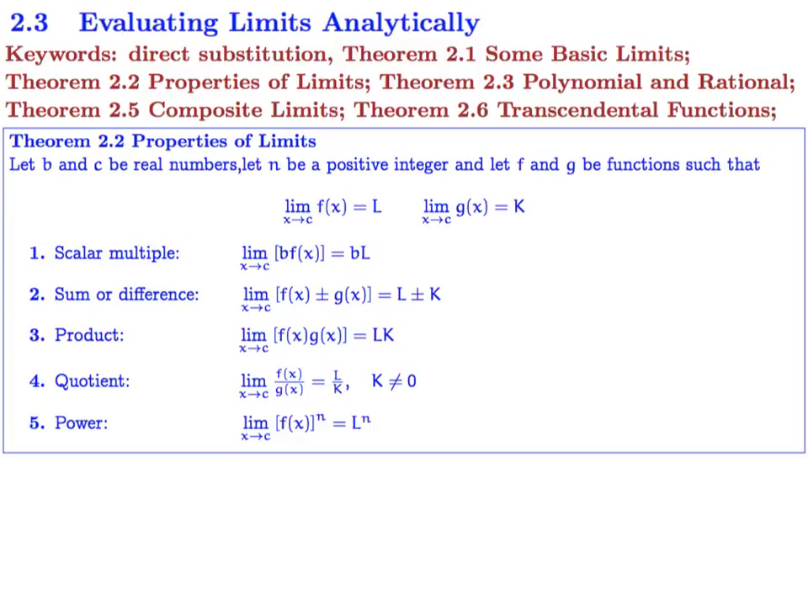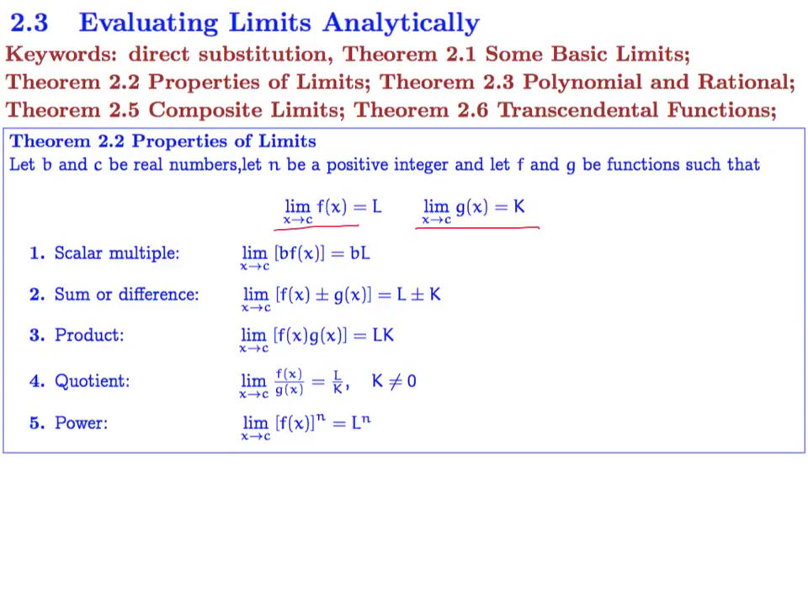So now we have some properties of limits that are really going to take us places. The key to this property, this theorem, is that if we have b and c, two real numbers, n a positive integer, and f and g functions such that you've already computed the limits of them, you know what these are, then we can figure out a lot of other limits pretty quickly.